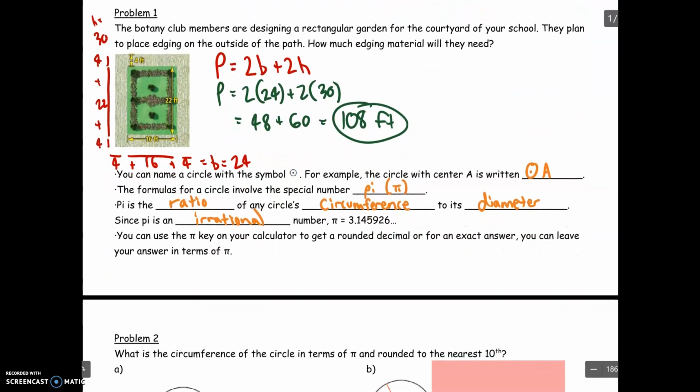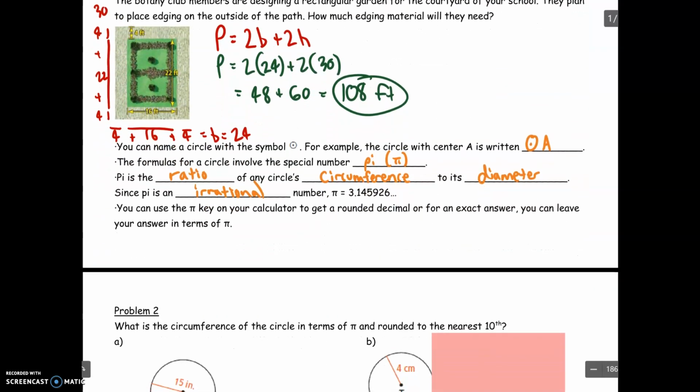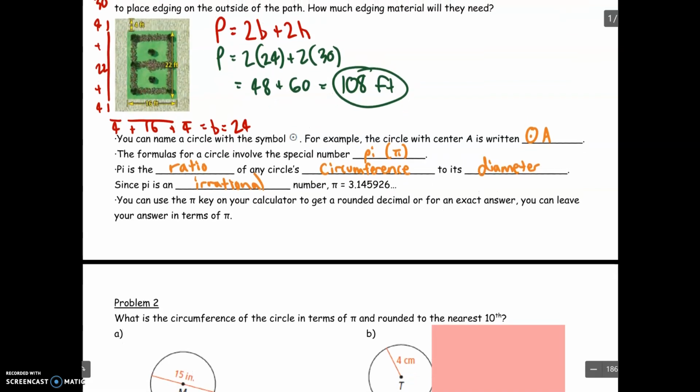With circles, again, it's going to be slightly different. So little things about naming in this section, you always want to make sure you pause and get it down. We want to make sure we're naming a circle correctly, with a circle symbol. We name it by its center, so like circle A, if I had a circle with the center A.